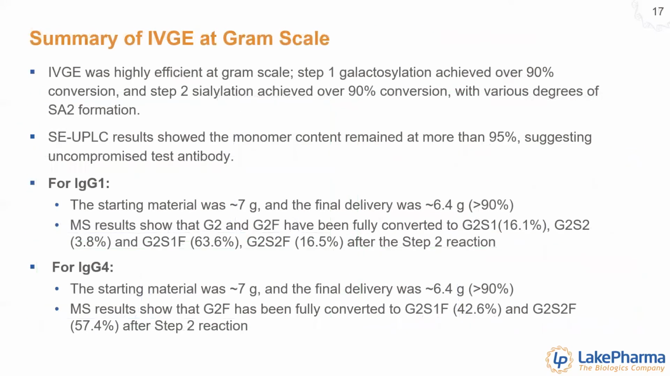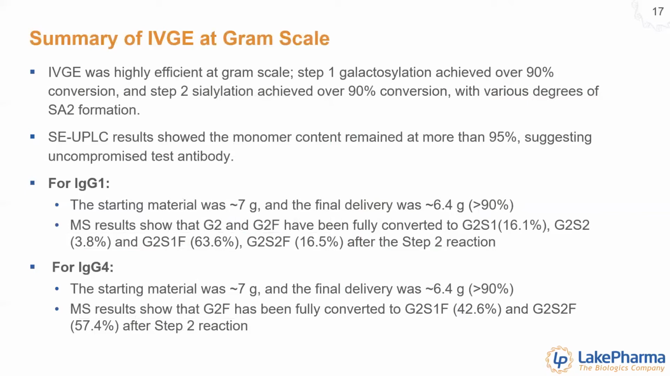The summary of IVGE at the gram scale is shown on slide number 17. And again, very similar to the initial scale and our 100 milligram scale, the 5 gram scale showed IVGE was highly efficient. The first reaction and second reaction both can achieve greater than 90% conversion efficiency, but we do see various degrees of S2 formation.